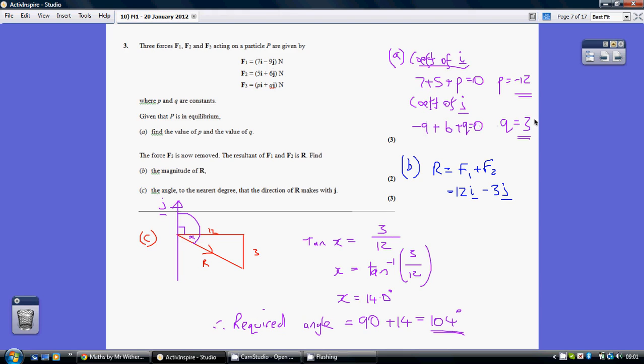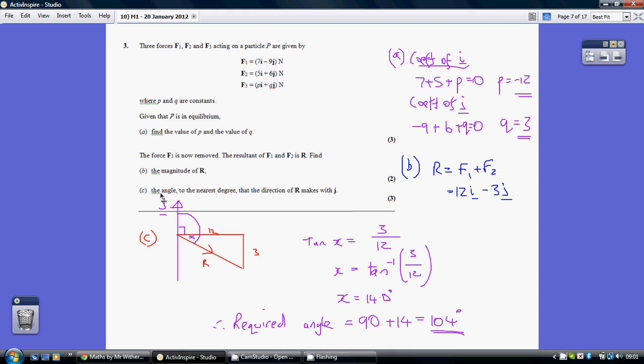make it 0. Now for part B, we're now told that the force F3 is now removed, so we're just left with F1 and F2. We're being asked to work out the resultant of F1 and F2, which is R. Well, resultant just means add the two together, so very straightforward, just adding these two together. 7i plus 5i is 12i, minus 9j adds 6j is minus 3j. So that's this. Easy peasy.